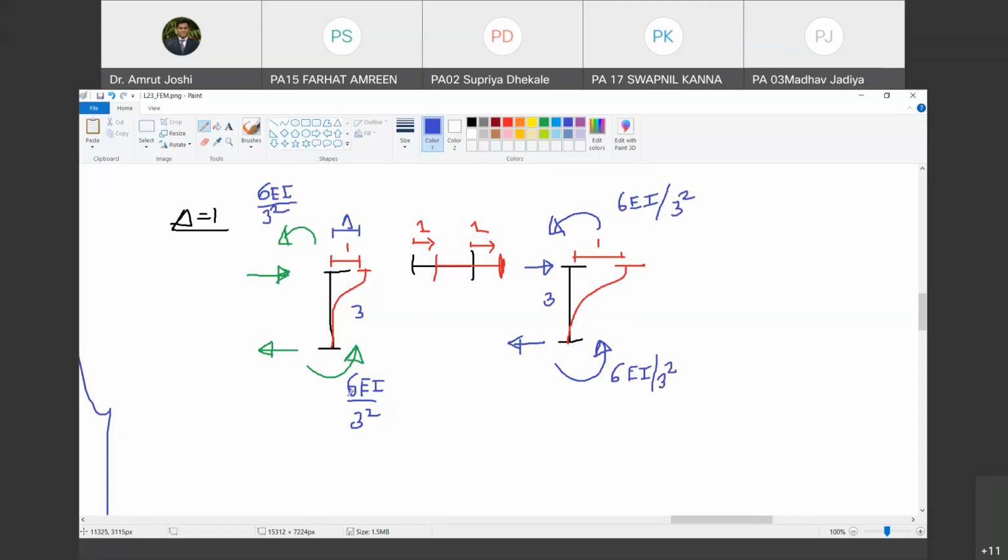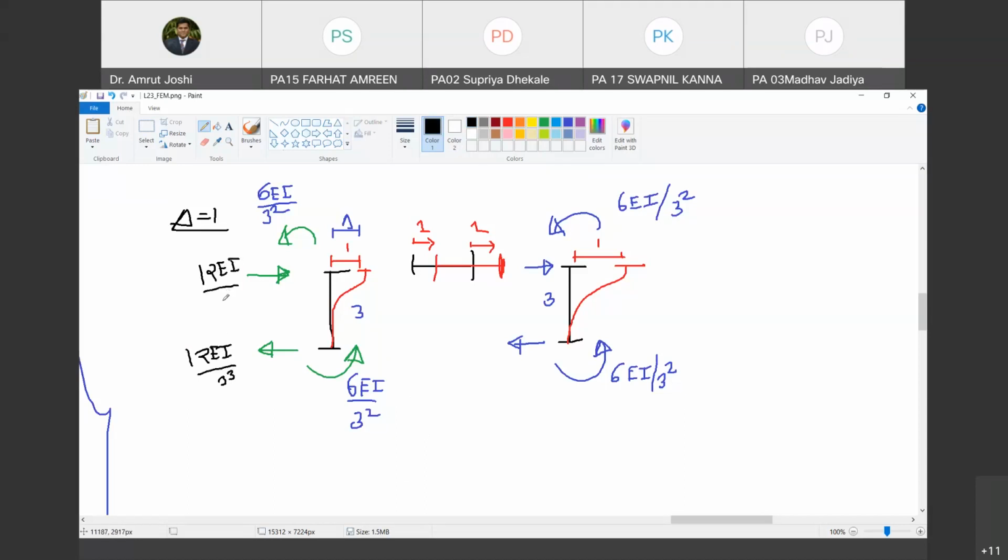So it is 6EI upon L square. Consequently, what will be this reaction? What is the sum of these two moments? 6EI upon L square plus 6EI upon L square, that is 12EI upon L square. Divide it once more by the length, so it is going to be 12EI upon L cube. Are you with me? Yes, sir. So this is also 12EI upon L cube.